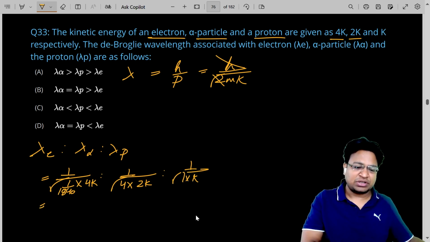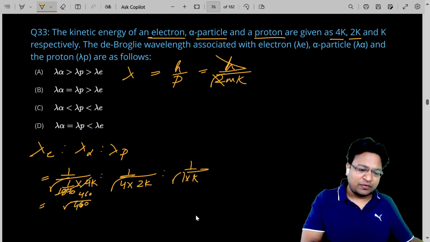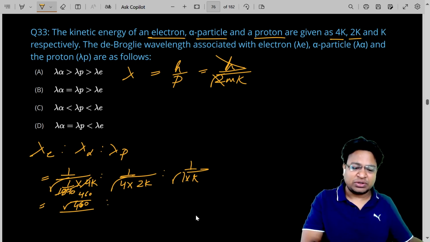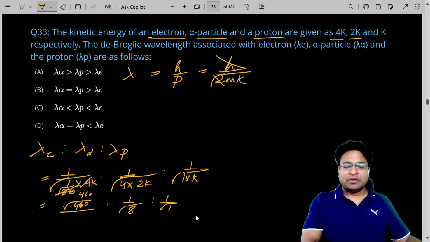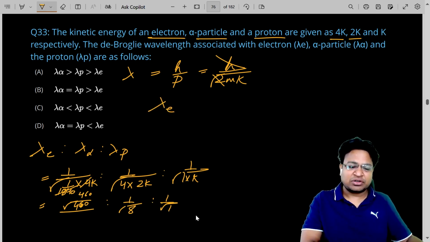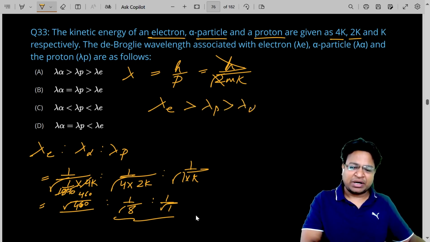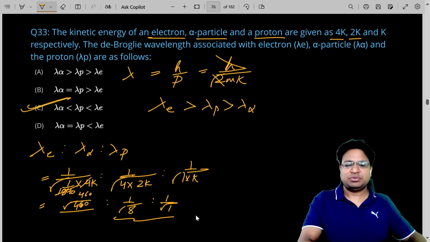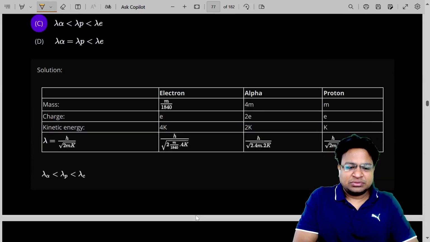All right, let's finish this calculation now. So this is 4 upon 1840. That's nearly 4 and then around 60. So we get root 460 by root k. Root k will again get cancelled, so ignore that. 1 upon root 8 here and 1 upon root 1 here. So we can clearly see that the wavelength of electron is way more than the other two values. Between these two, 1 upon root 1 is the larger value. So the electron is more than proton, which is more than alpha particle. So option C seems to be the right one.